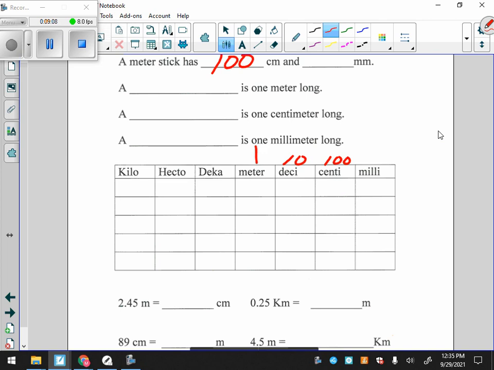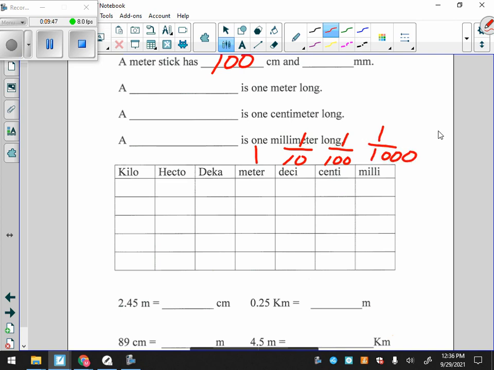Yes. Every time we're going to get 10 times more. But these numbers are not bigger. They're smaller. So it takes 10 decimeters to make a meter. It takes 100 centimeters to make a meter. So if I only had 1 decimeter, it's this big. It's 1/10 of a meter. If I only had 1 centimeter, I have 100. What if I only had 1 millimeter? What would I have, Kaylee?